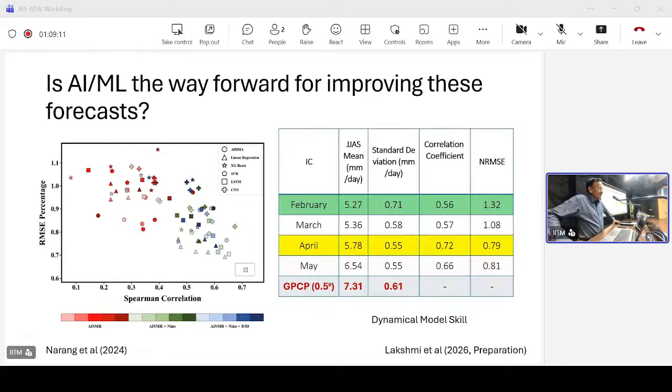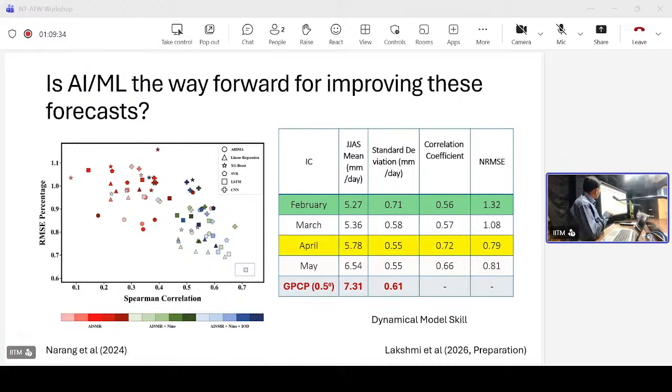So now everybody uses AI/ML models, and any talk that is completed without that is an incomplete talk. What we try to show is this one paper published in 2024, where they have used almost all AI/ML methods and tried to see which one does very well.